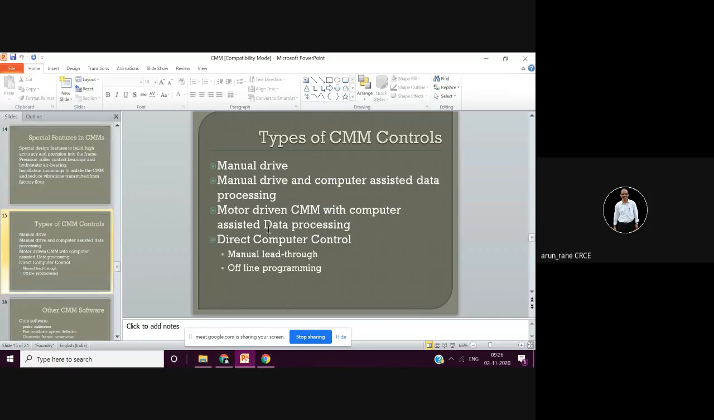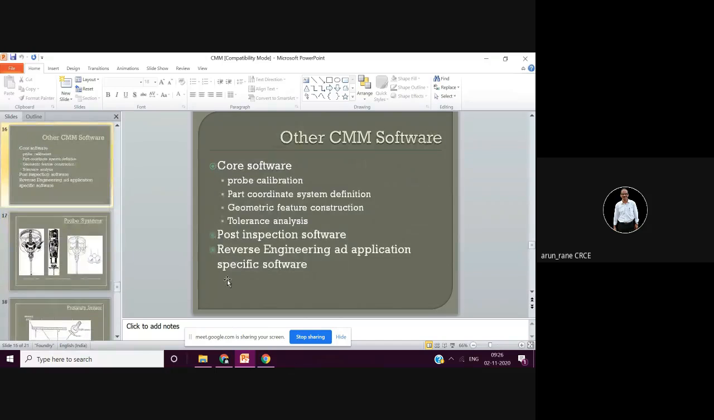So we discussed how the CMM can be controlled manually and by computer. Most of the time it is computer assisted. There are some softwares available for measurement. So ready-made programs are available for calibration of the probe. Calibration means you are checking the accuracy of your measuring device, not necessarily the probe. You can check the accuracy of your vernier, you can check the accuracy of your micrometer with respect to a master gauge. That is what calibration is for.